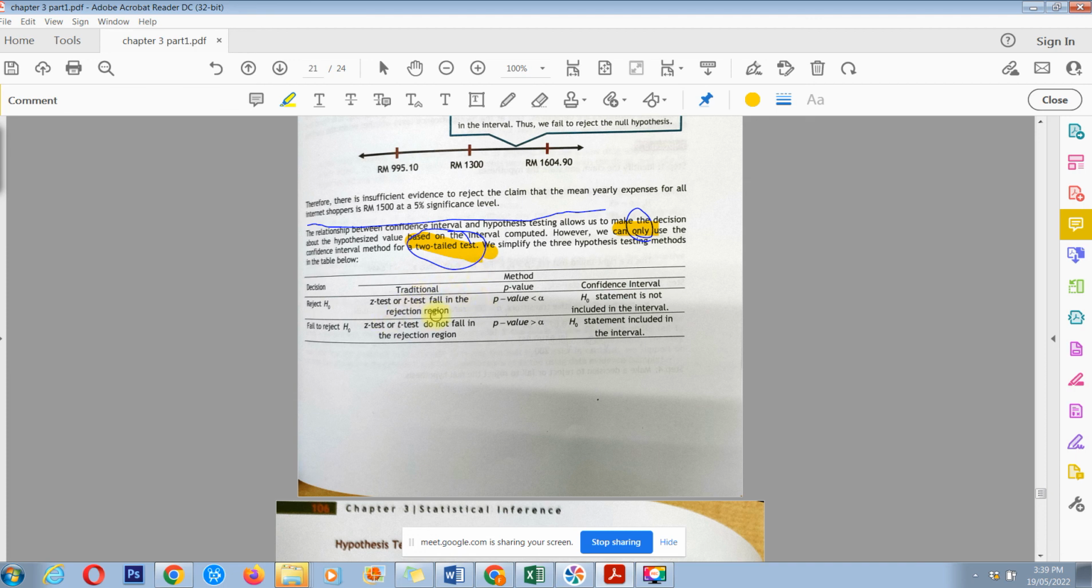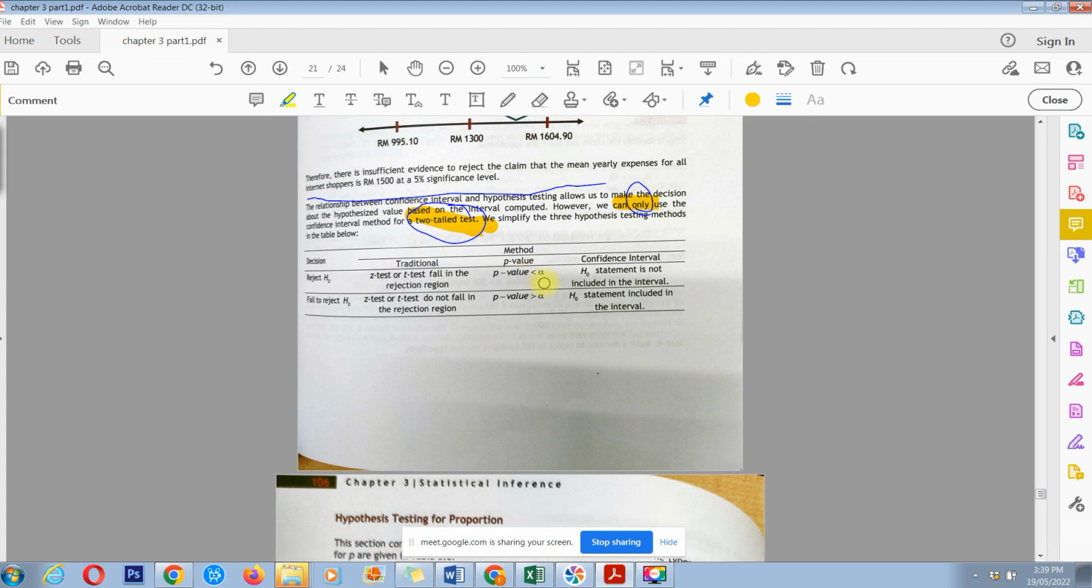So decision. Okay, this is a comparison between three methods yang kita discuss tadi. Rejection area: Z-test or T-test falls in the rejection area. P value is less than alpha. And the confidence interval is a statement. So, yang ni kita untuk confidence interval ni kita jarang guna lah. Tapi biasa yang ni. So depends pada you all selesa yang ni yang traditional ataupun P value. Depends lah you. Tapi make sure dia consistent lah. Kalau you pakai P value semua. Alright.